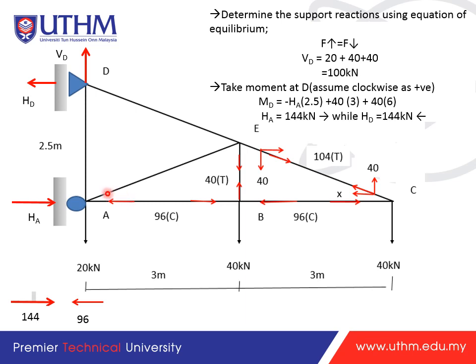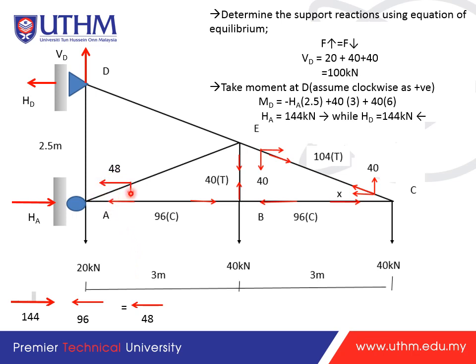Okay, so how to find it? You look at this part here. We have 144. Okay, the directions will be like this. And then we also have 96, so the direction will be to the left. So to make it stable, we still have another 48 to make it equal to 144. Okay, so it is stable. So the balance will be 48. So we put here a 48.